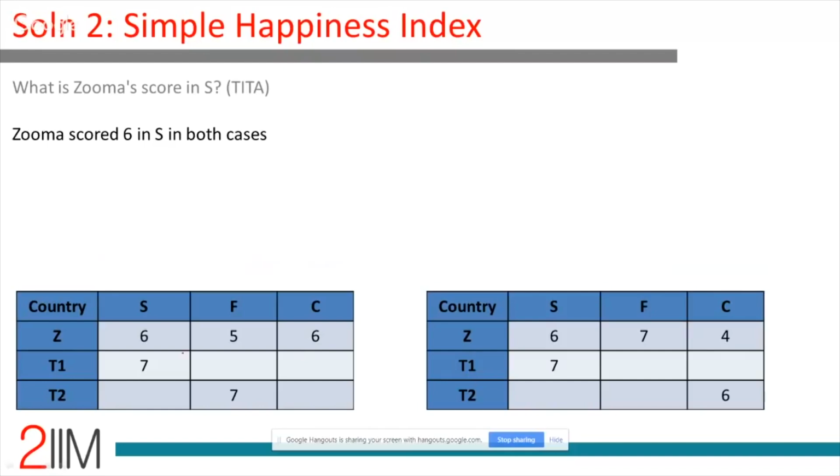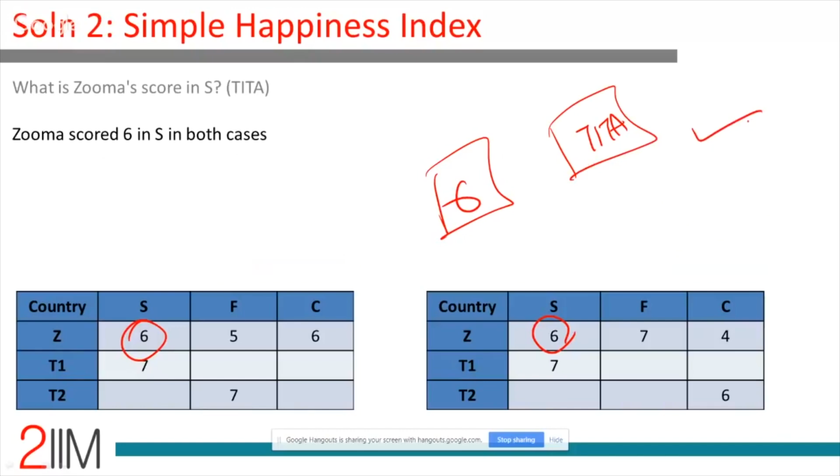Zuma score could have been 6 5 6 or 6 7 4, in both cases. In social support, Zuma should have got 6. Wonderful. Our first 2 tasks get answered from a threadbare table. Got a threadbare table, 2 possibilities for A and C, 2 possibilities for Zuma and T1, T2. With that, we've answered the first 2 questions.